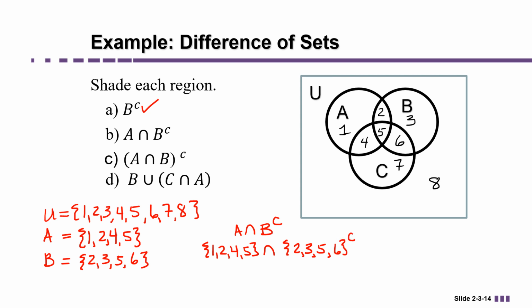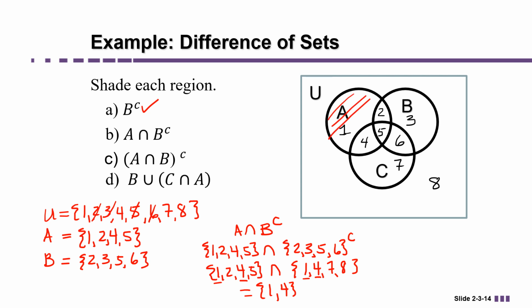Now remember, we have to do the complement first, which means removing 2, 3, 5, and 6 from the universal set. So then we're going to have our set A intersected with 1, 4, 7, and 8. Intersection means and, anything that's in both sets. In other words, the overlap. 1 is in both sets, and 4 is in both sets, but nothing else. So that means that we need to shade regions 1 and 4.